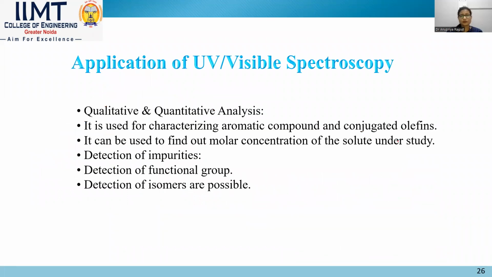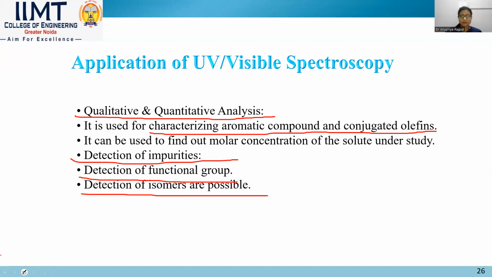Now, the applications of UV visible spectroscopy: we can do qualitative and quantitative analysis by the Beer-Lambert law. With UV visible spectroscopy, we characterize aromatic compounds and conjugated olefins, and we can calculate the number of conjugated dienes. It can be used to find the molar concentration. If we know the concentration of a known sample, we can calculate the concentration of an unknown. Determination of impurities: if we want to check solvent purity, we should take the UV visible spectrum. If there is an additional peak in the spectrum, there is an impurity in the solvent. Detection of functional groups: every functional group has a fixed lambda max, so it is easier to find out the functional group.